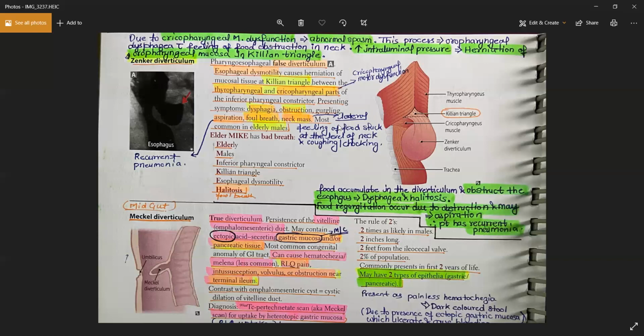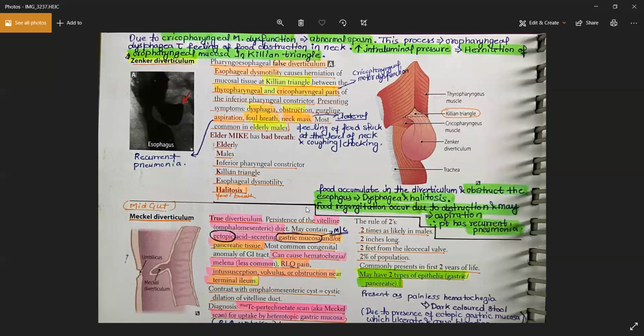The patient will also have a sensation of food getting stuck in the throat, which is actually happening because of this diverticulum, right? Coughing and choking can also happen. So because of the food accumulation in the diverticulum, you can have an obstruction in the esophagus, dysphagia, halitosis, and food regurgitation, that can lead to recurrent episodes of aspiration pneumonia or lung sepsis. The patient can have a chronic dry cough also, right? And foul breath will be there, neck mass will be there, and the dysphagia would be there.